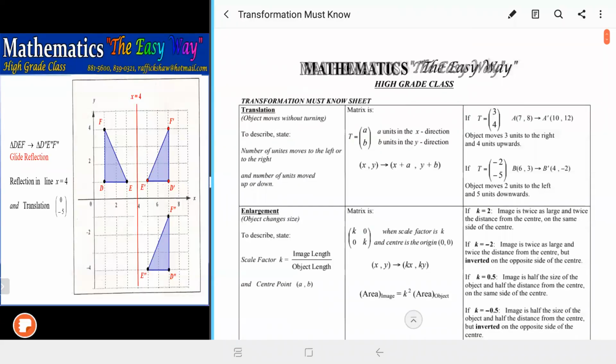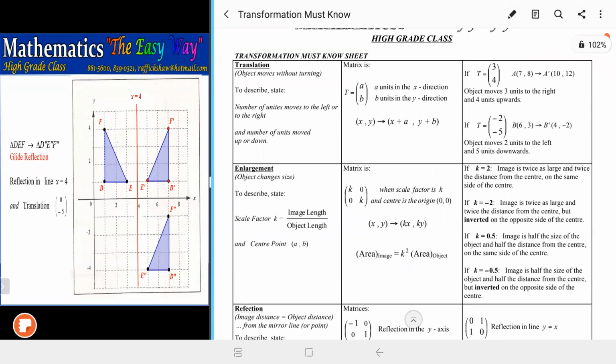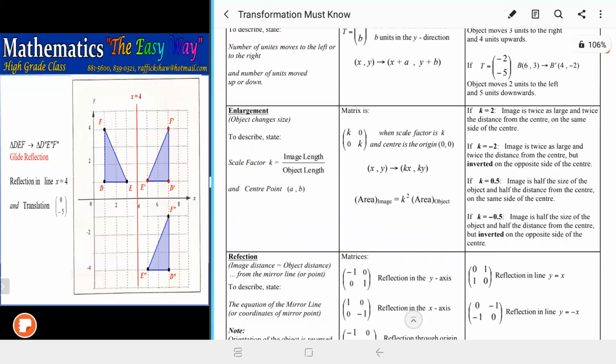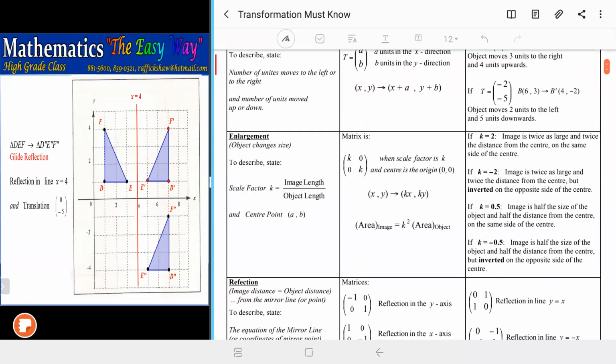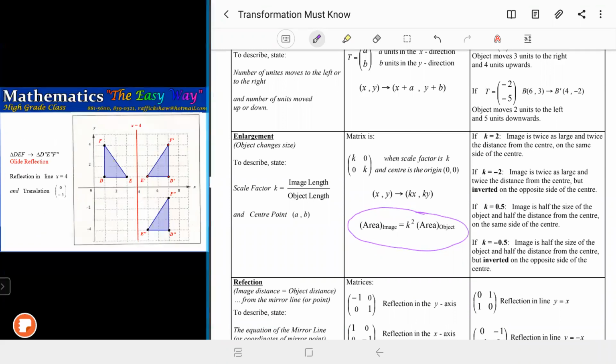All right, we did some translation today. We did some enlargement, the enlargement question with the scale factor -2. We're not doing the enlargement area question. So tomorrow, one of the first things we're going to do is an enlargement area question. We're going to use this thing right here tomorrow. One of the first things we're doing tomorrow is that enlargement area.